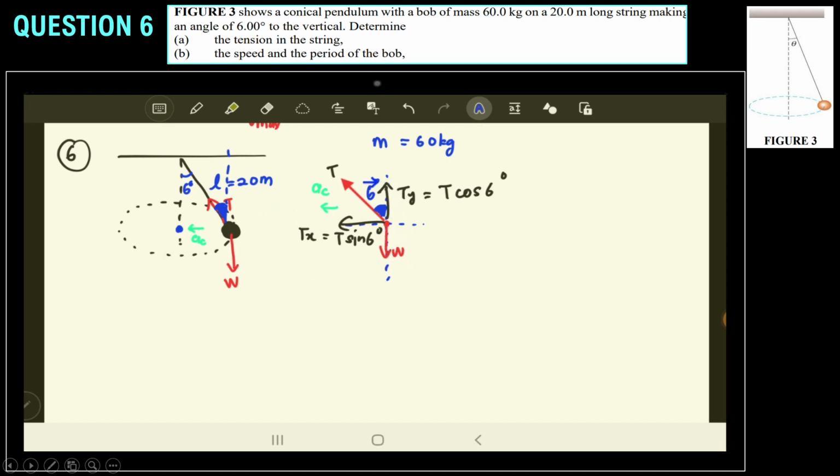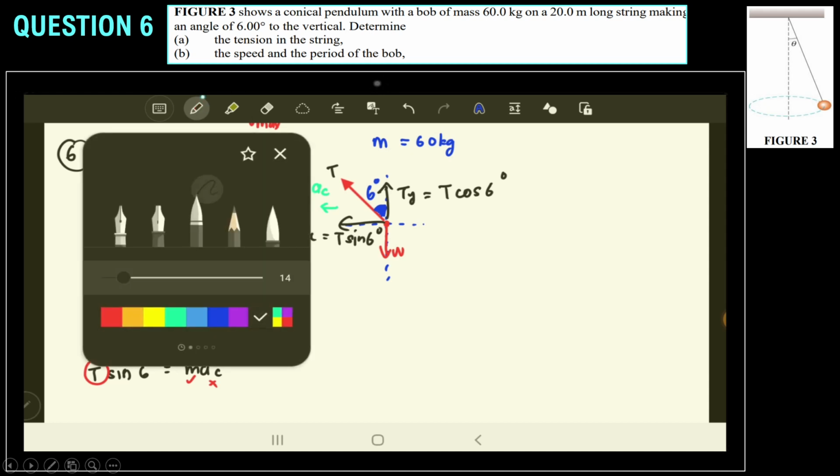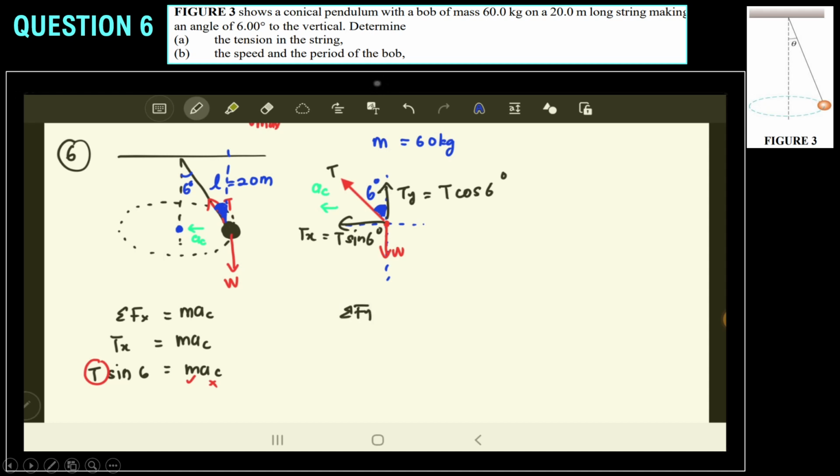Why? Because this is the horizontal plane of motion. It moves like this, in a horizontal plane. So total Fx is equal to m a_c, where for total Fx we only have Tx. Tx is equal to m a_c. So we cannot solve for T because we don't have the centripetal acceleration. We want to find T, this we have, oh this we don't have. So leave it first.